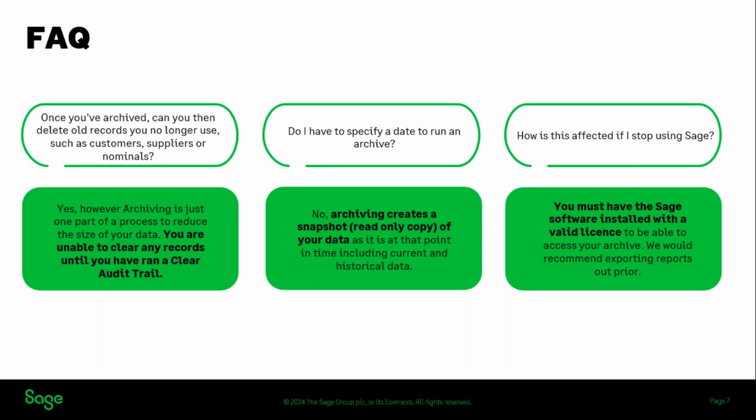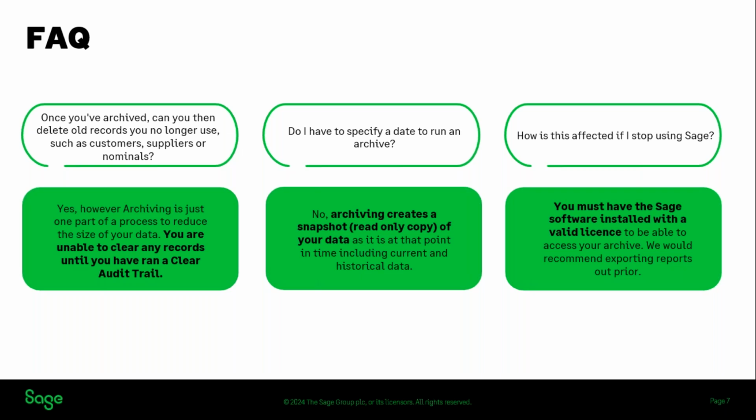Once you've archived, can you remove those data? So yes, but archiving is just part of the process to reduce the size of your data. It's the clear audit trail that gets you to a point where you can start to remove customers, suppliers, and nominals. The next one is, do I have to specify a date to run an archive to?